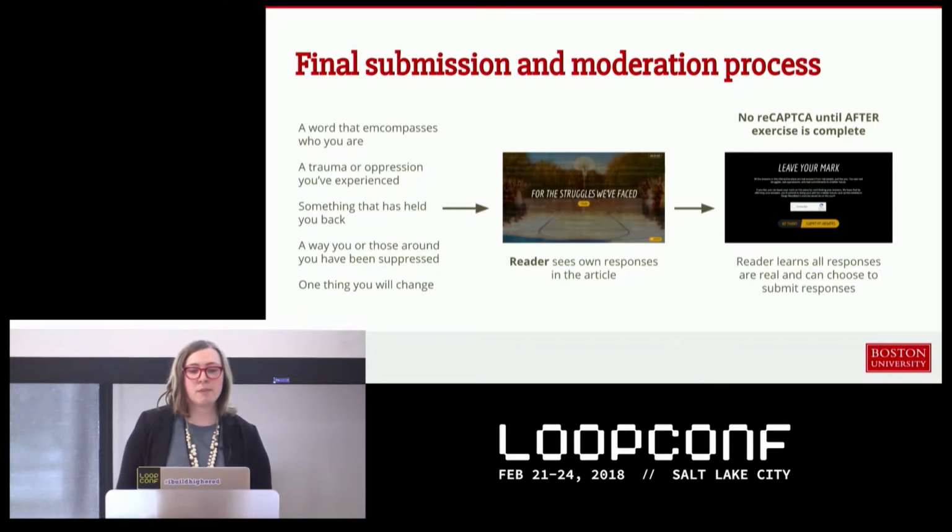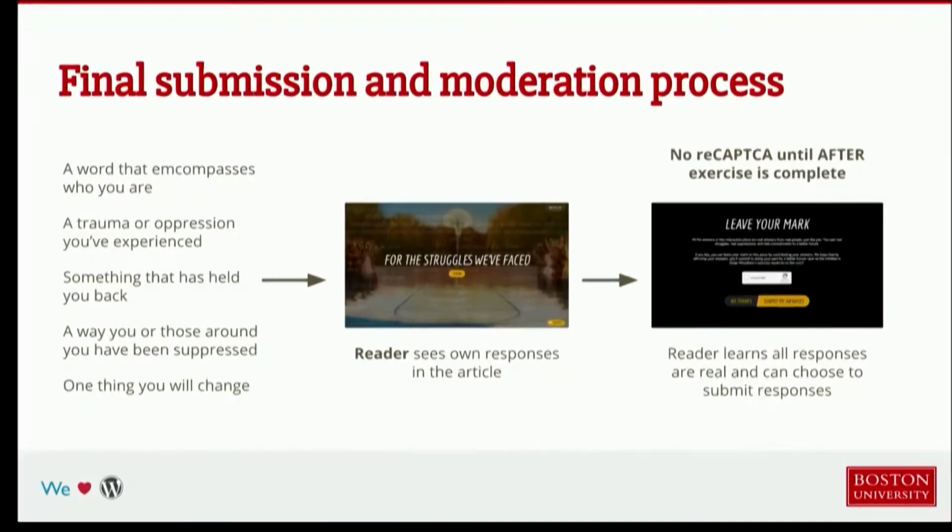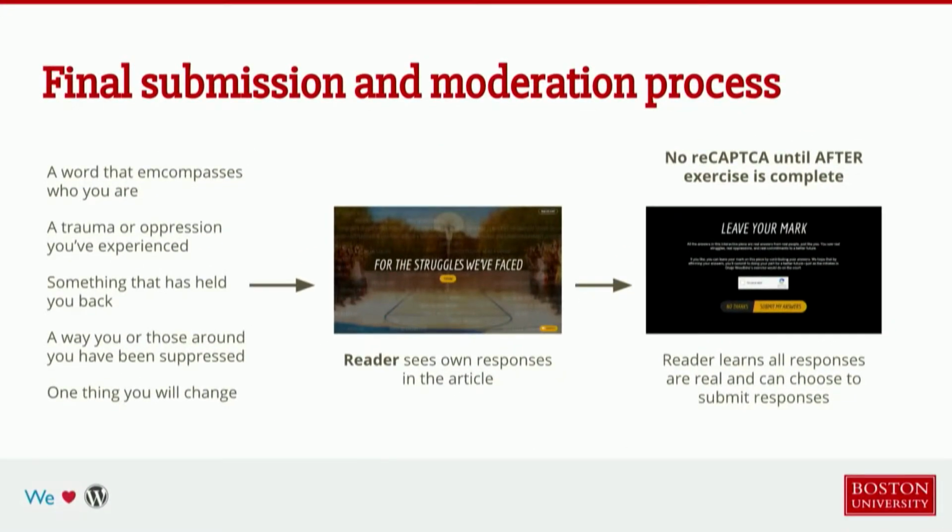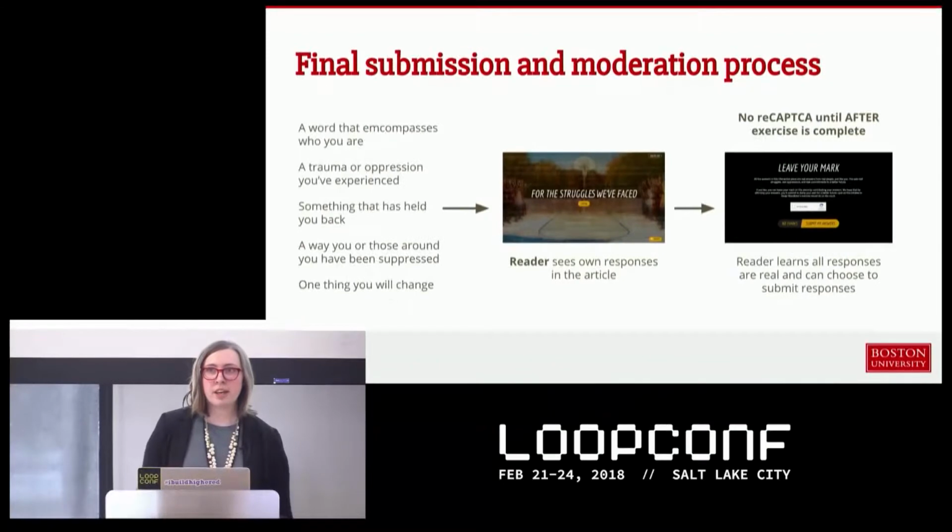So you can see we have 5 prompts with actual submissions that you can make: a word that encompasses who you are, a trauma or oppression you've experienced, something that has held you back, a way you or those around you have been suppressed, and one thing that you will change. After you've answered each of those responses, you see them at the end in your own article. And you do this before anybody else sees it.